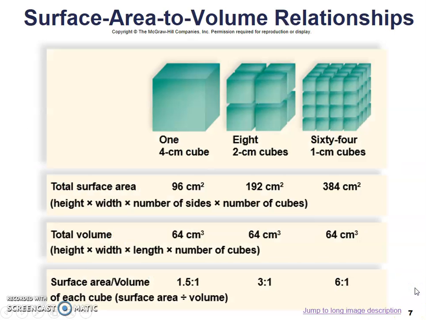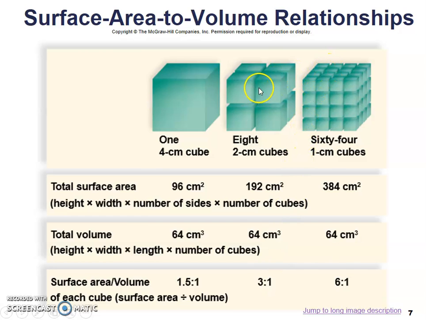Here we have a graphic showing surface area to volume ratios. If we have one large cube, the total surface area is about 96 centimeters squared. The volume is about 64 cubic centimeters, and the surface area to volume ratio is 1 to 5. I'm sorry, 5 to 1. If we were to cut this one cube into 8 cubes, our total surface area increases, our volume remains the same, and our ratio is now 3 to 1.